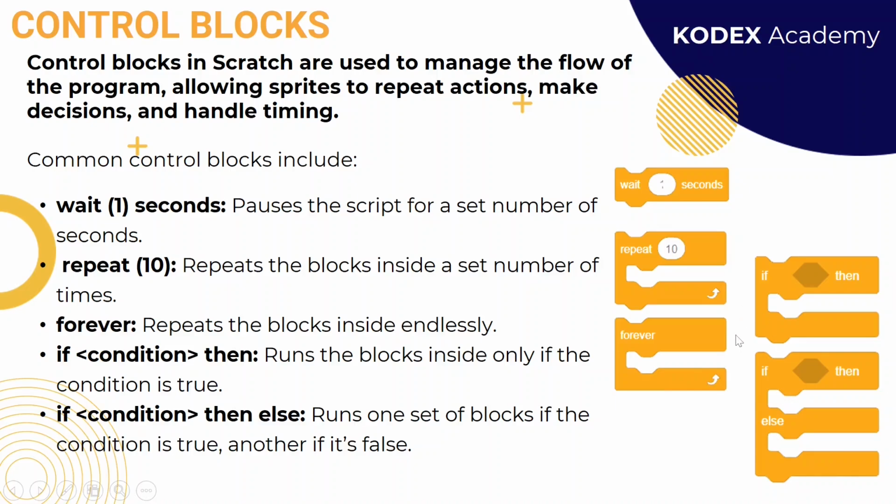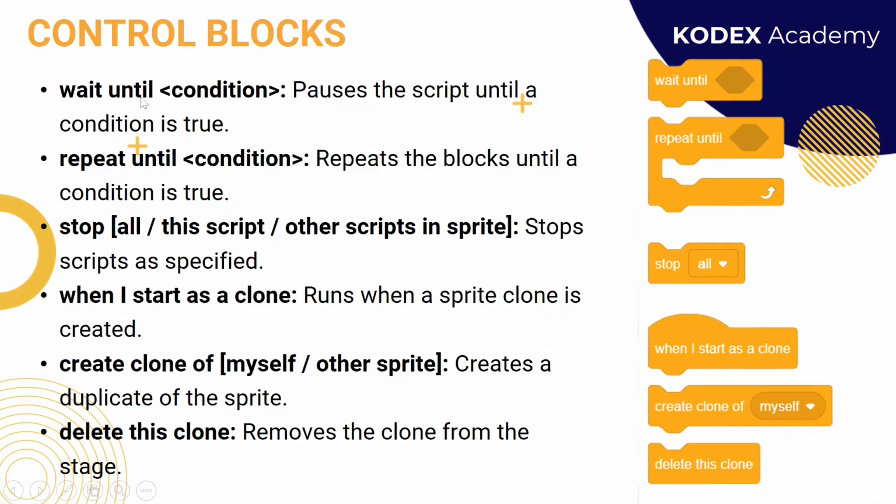Now we discuss more condition blocks. So here we go. This block shows wait until condition. It pauses your script until the condition is true. Suppose you are making a game and you set the target that until your sprite has reached the red line, your sprite should not stop. So you mention the condition that until your sprite reaches the red line, it should not stop. Here you set the pause until the condition is true, this action will not happen.